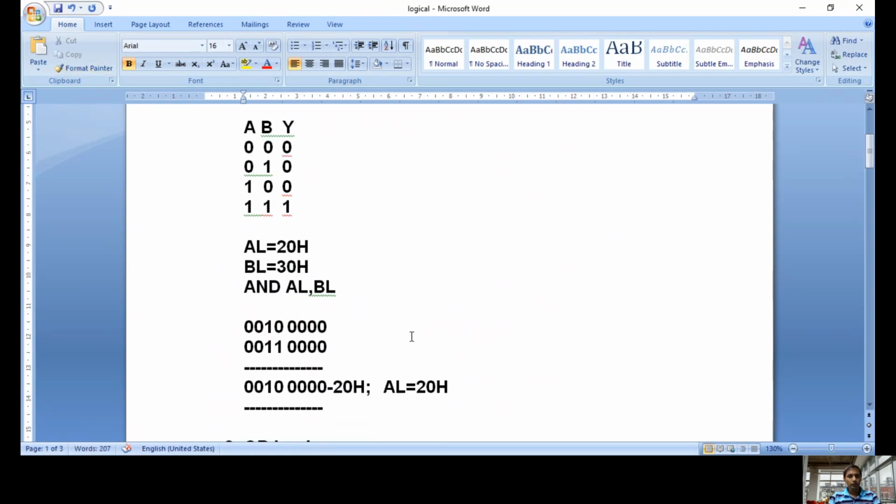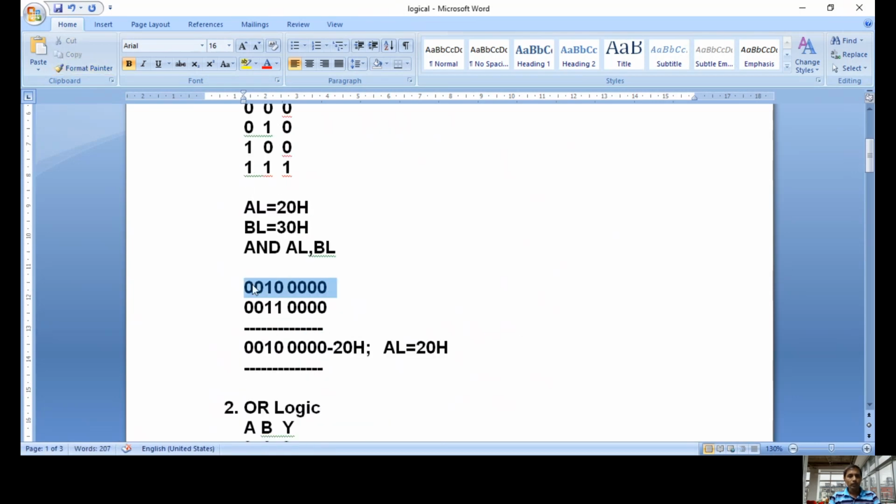Let us see first 20H. This is the binary equivalent of 20H. So 0010 is the binary equivalent of 2, and the equivalent binary of 0 is four zeros. In hex representation, every hex digit is equivalent to 4 binary bits. So the binary of 2 is 0010. Similarly, the binary of 0H is 0000. Similarly, 30H has binary representation 0011 and four zeros.